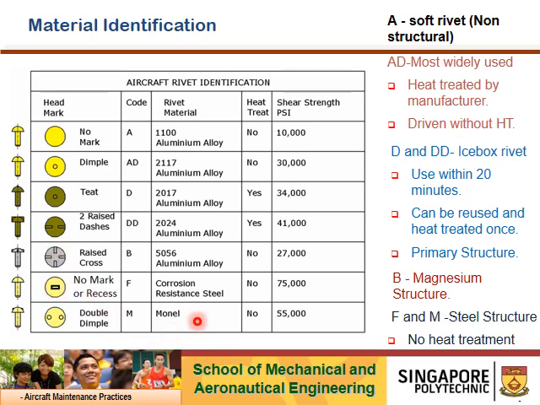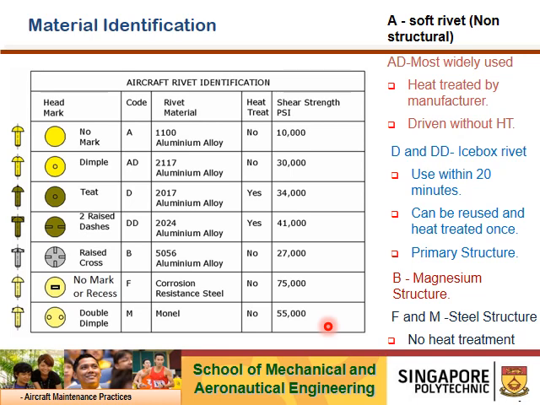The last two are steel type rivets. No marking or recess. It's the F type, which is known as a corrosion resistant steel. And double dimple is an M type, which is Monel, where you can look at the shear strength, which is quite high, 75,000 and 55,000 psi.